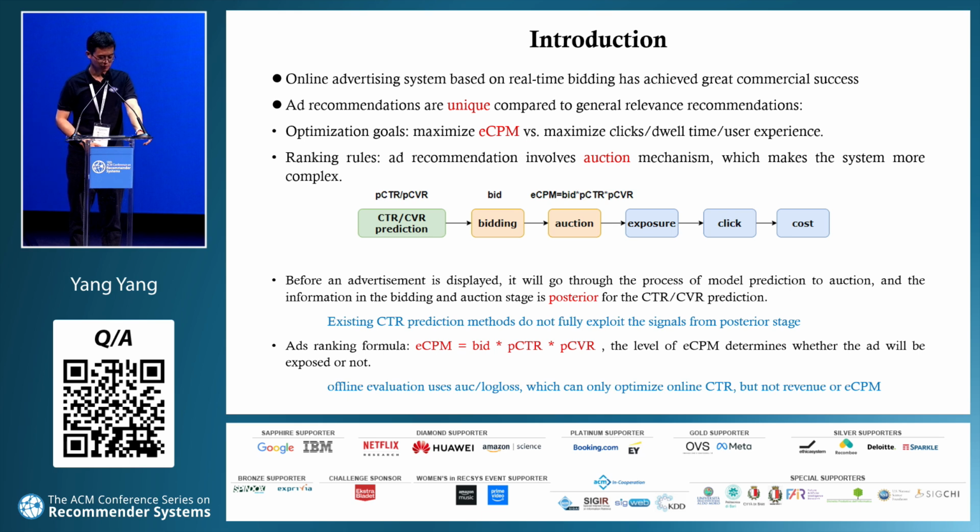From the flowchart below, we can see that before an advertisement is displayed, it will go through the process of model prediction to auction, and the information in the bidding and auction stage is posterior for the CTR or CVR prediction. However, existing CTR prediction models do not fully exploit the signals from the posterior stage. And from the formula of eCPM, we can see that the level of eCPM determines whether the ad will be exposed or not. But offline evaluations like AUC and log loss can only optimize online CTR, but not revenue or eCPM.